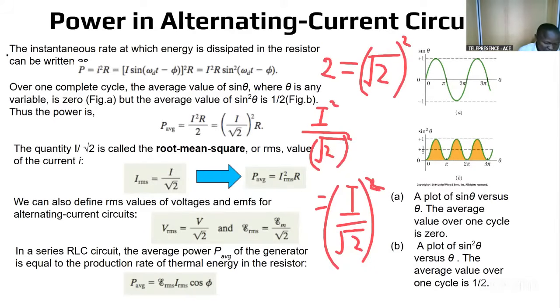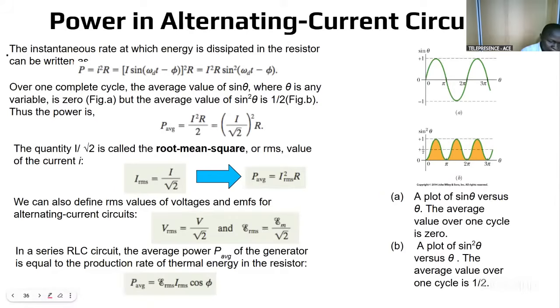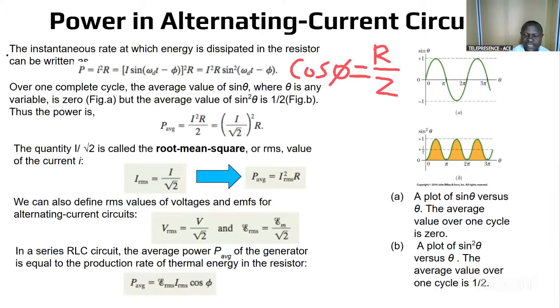Now, since cos phi is equal to R over Z, that is resistance over impedance. Cos phi is equal to resistance over impedance. So we can rewrite this here.